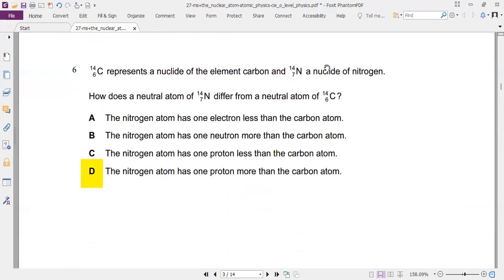Number 6, so we have carbon and nitrogen. The nitrogen has 1 proton more than the carbon because of the number 6 and number 7 here at the bottom.